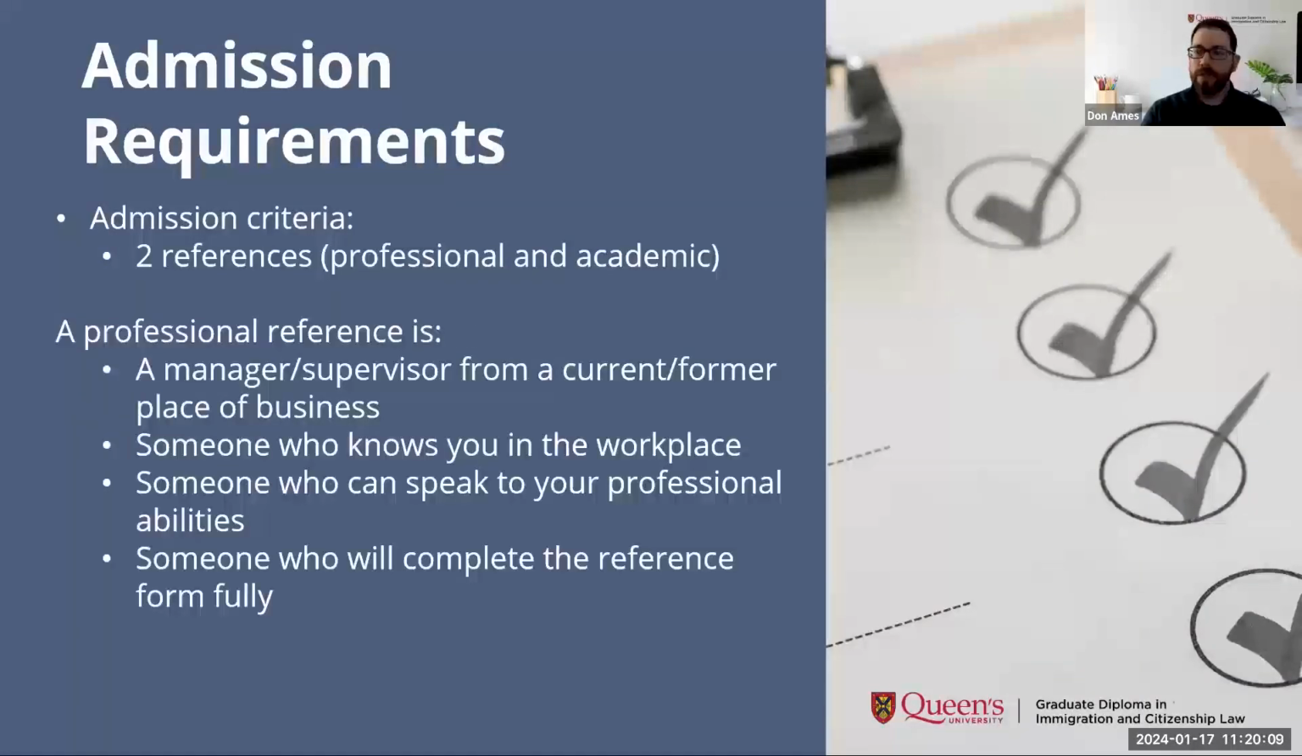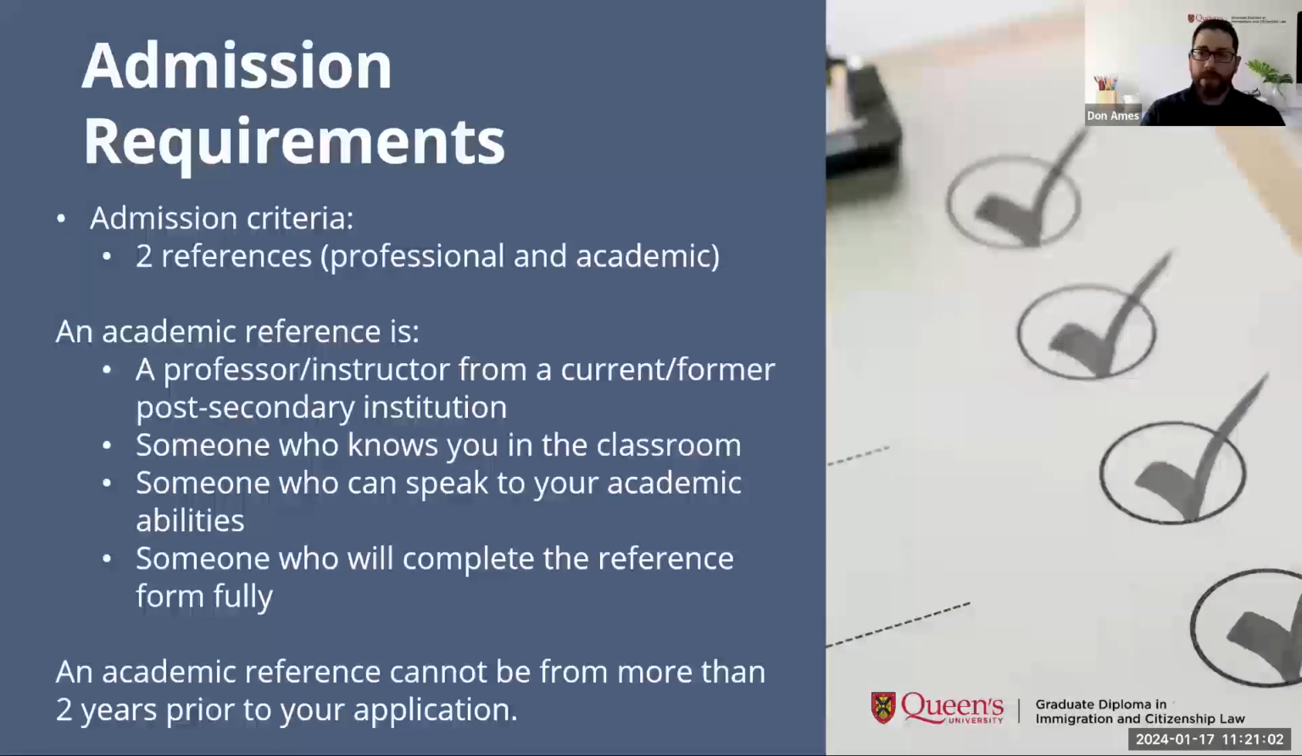Let's briefly talk about professional references first, because everybody's going to need at least one professional reference. So a professional reference is a manager or supervisor from a current or former place of business, either domestic or international to Canada, someone who knows you in the workplace, who can speak on your behalf about your professional abilities, and someone who is willing to actually provide a narrative on the reference form on your behalf back to the SGSPA office. So again, really important to note, everybody needs at least one professional reference, needs to be a manager or supervisor, can be a current or former manager or supervisor, can be international. It doesn't just have to be a Canadian individual. And again, someone who's willing to provide documents on your behalf, and they're willing to answer the questions on the reference form.